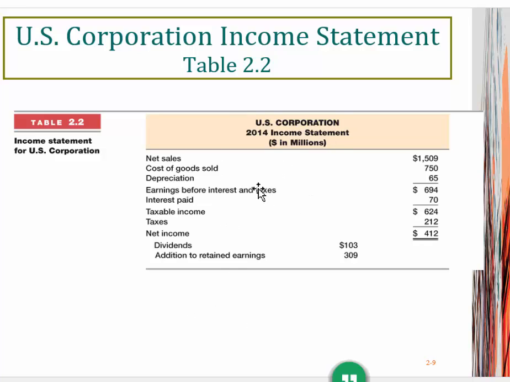So here's a very basic income statement for this U.S. corporation. We can see that it cost them $750 to create their product. They sold that product for $1,509. They borrowed some money, so there's some interest paid of $70. In the end, $412 was the profit made by this company. $103 of that was paid out as dividends to shareholders, which means the remainder was kept in the company and reinvested in the current assets, or the asset base.